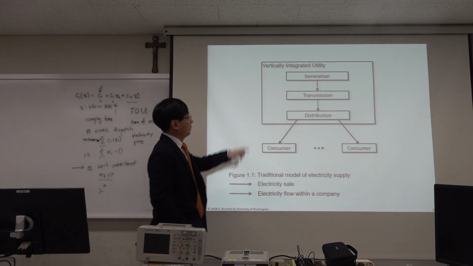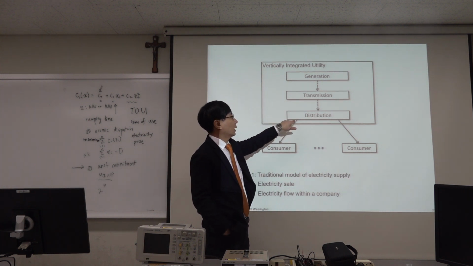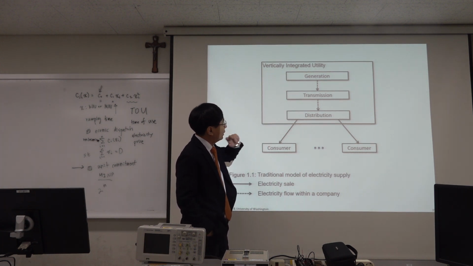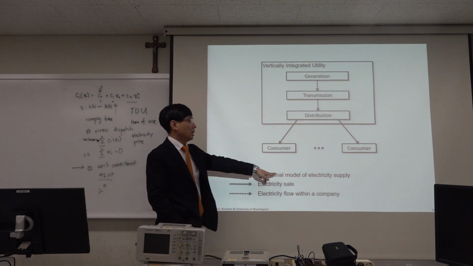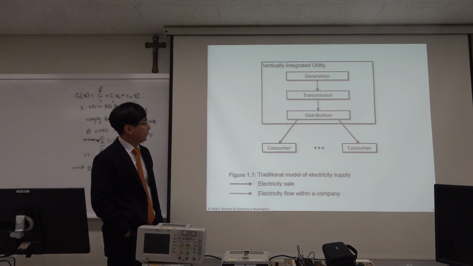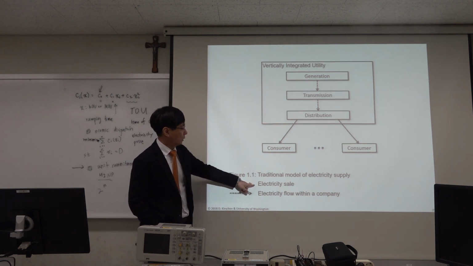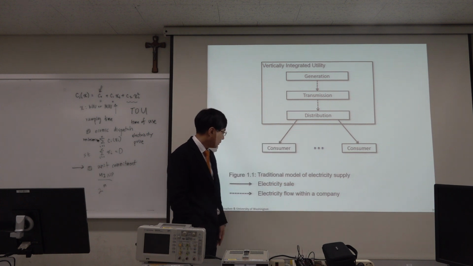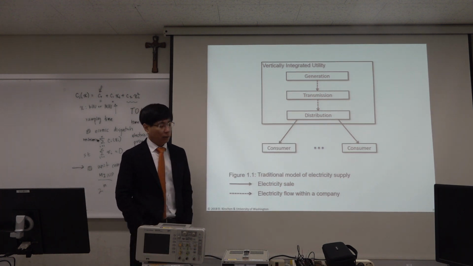So in the case of vertically integrated utility, we have generation part, transmission part, and distribution part. And they serve customers. This is the traditional model of electricity supply. The solid line is for electricity sale, and this dotted line is electricity flow within a company.